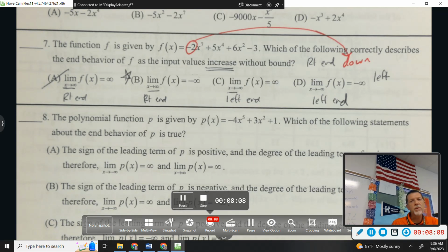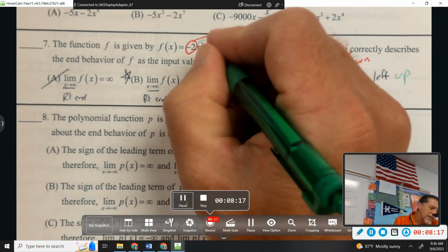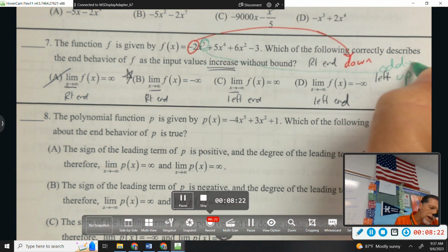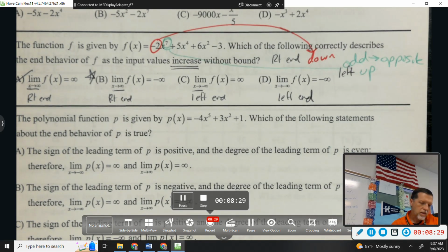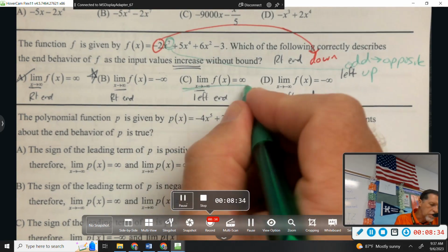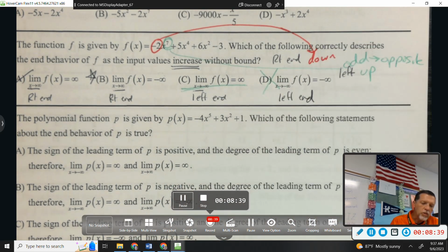Heard both. Why up? Yep. Odd means opposite. Opposite of the other end, so left end would be going up. So as we go toward negative infinity, the graph would be going up, so toward positive infinity. So C is a true statement, but it doesn't answer the question.